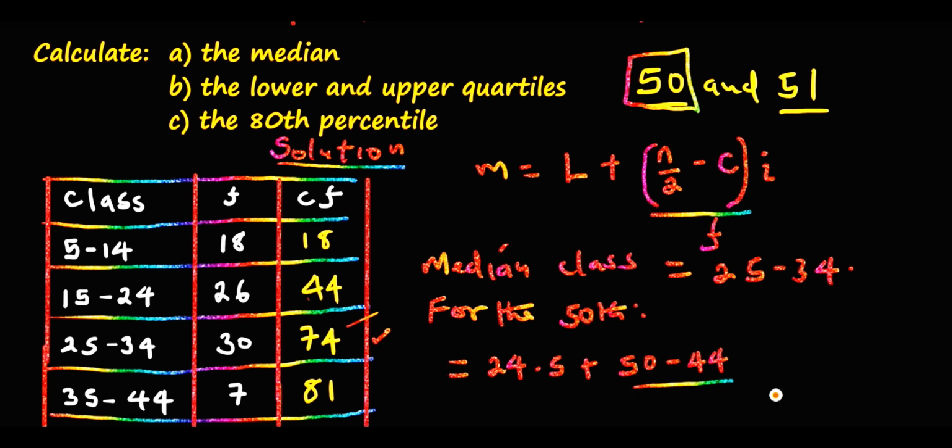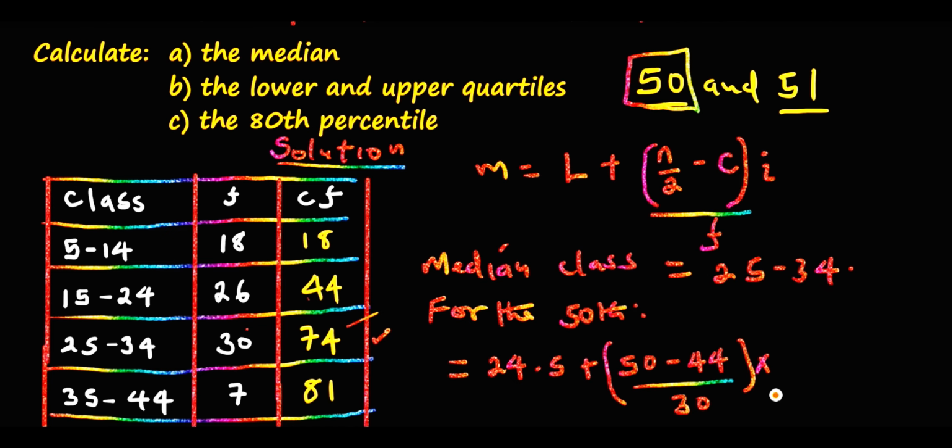And then over F, and like I said, F in this case is the frequency of the median class. And the frequency of the median class is 30 in our case. So we write 30. And then you close that in a bracket, and then you multiply by the class interval. So the class interval is just obtained by taking the difference between the upper and the lower class limit. So we can even use this median class to do that.